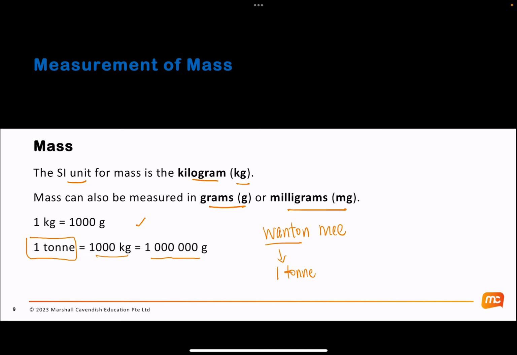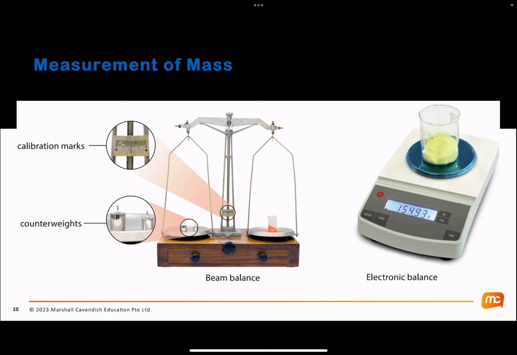So what do we use to measure mass? We can use more commonly an electronic mass balance. All right, beam balance is not really used that often. Okay, so electronic mass balance is the one that we use in the lab. How accurate will it be?